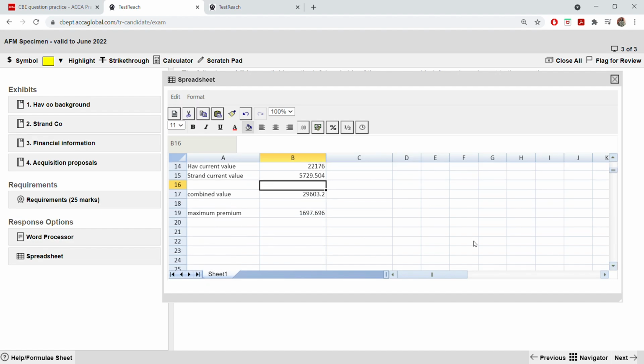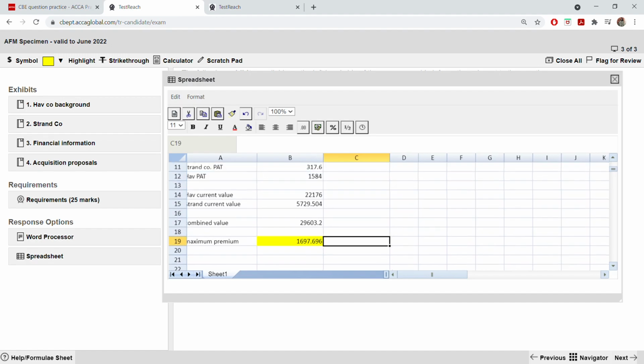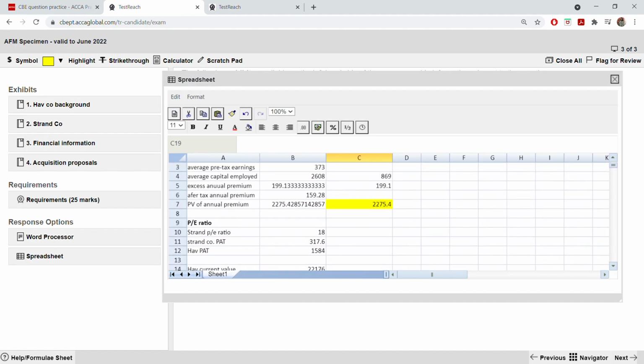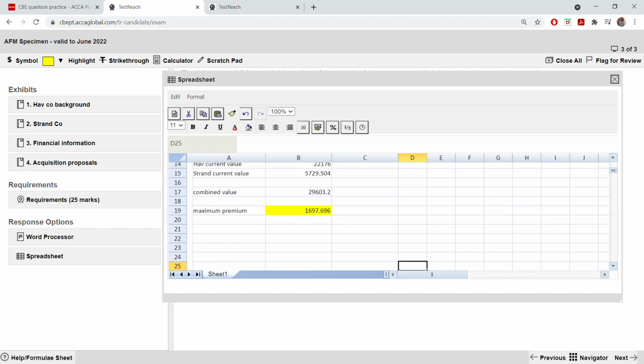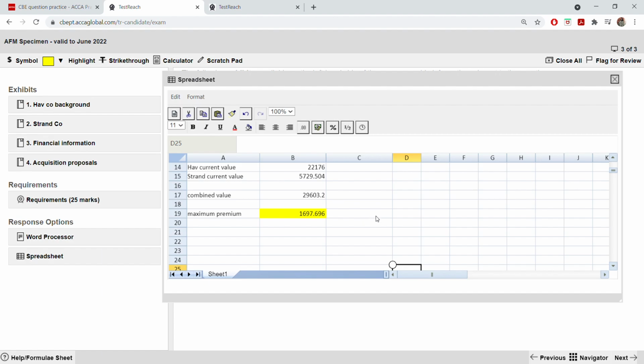Okay, anyway, let's go by that. Method is correct. This minus the addition of the two companies. So that's the maximum premium you got under this. So part B is done. This you can highlight and just see which one is giving a higher. This is 2275.4 and this is 1697. So the first method, the excess earnings method, is giving a higher premium compared to PE ratio. Now let us go to C.